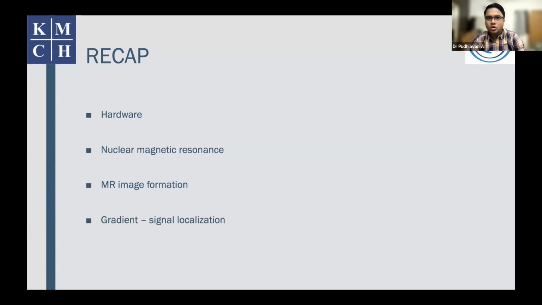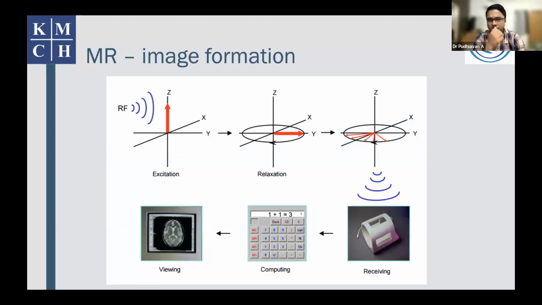In the last session, we saw all the hardware that is needed for MR, cardiac MR in general: the magnets, the types of magnets, and the RF coils. Then we saw what is nuclear magnetic resonance, the property of the protons to behave as small magnets when they are placed in an external magnetic field. Then we saw MR image formation and the importance of gradients in signal localization. In MR image formation, there were 4 basic steps, and we went through them.